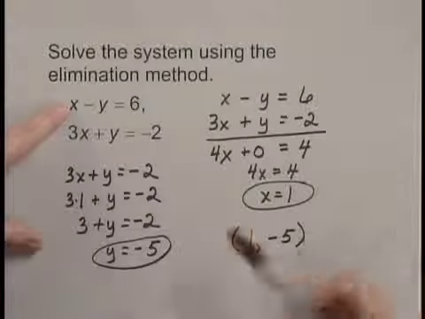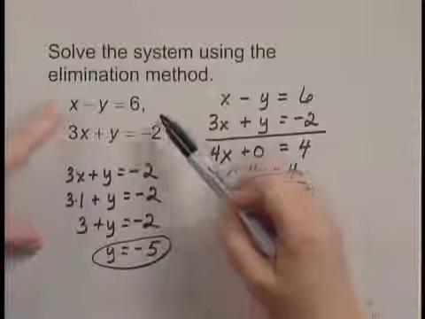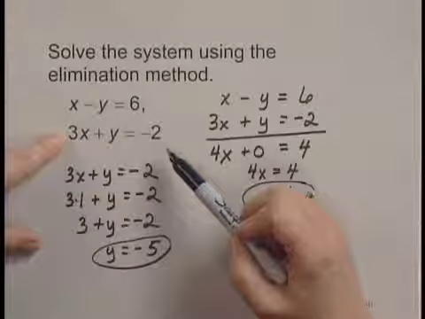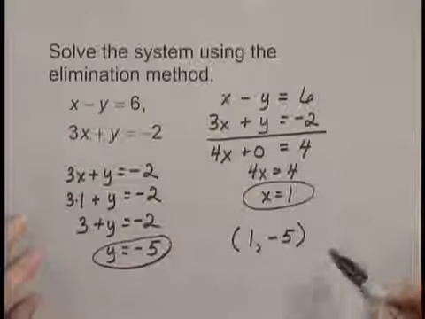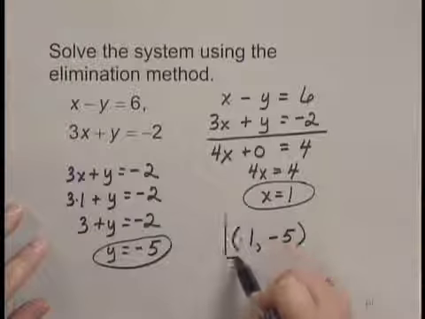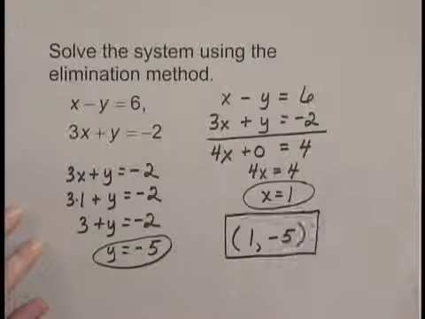Now, is that the solution of the system? Well, substitute it in both of these equations. If it makes both equations true, and it does, it is the solution of the system. So the solution of the system is the ordered pair 1, negative 5.